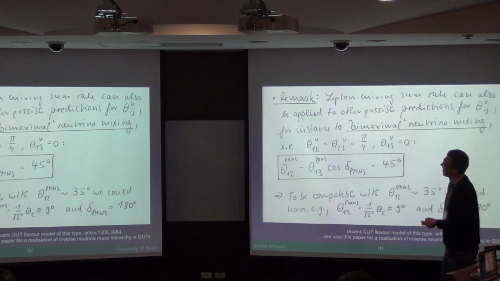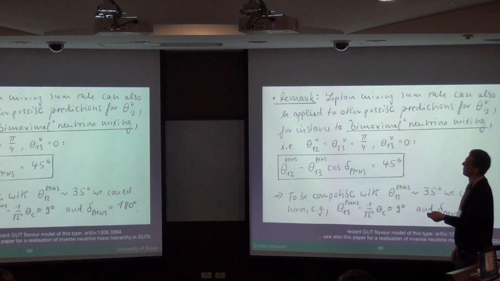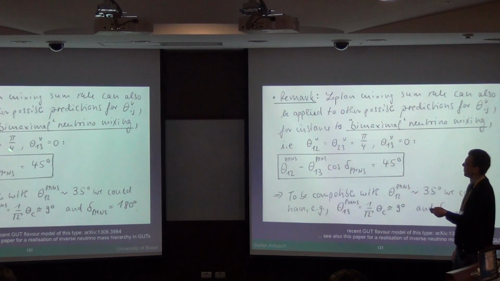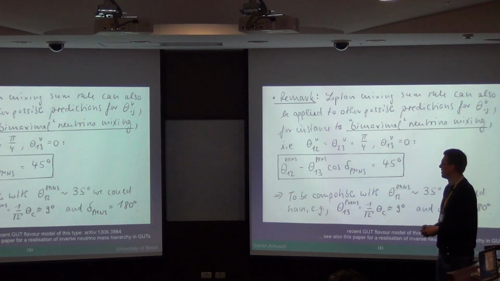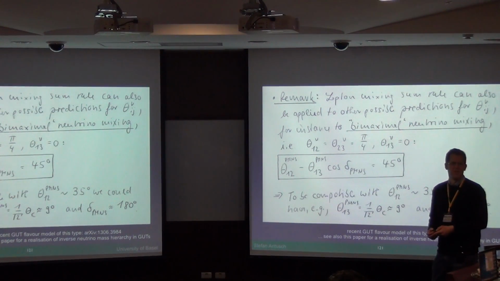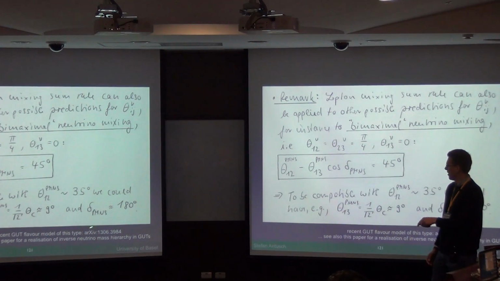But if you now apply this Leffler mixing rule to a theory which predicts bimaximal neutrino mixing, then theta 1 2 neutrino and theta 2 3 neutrino, just in the neutrino section, not the total PMNS angles, would be pi over 4, so maximal. And so you have 45 degrees, and theta 1 3 neutrino would be 0. That's called bimaximal mixing. It can also be realized quite nicely, in particular if you have an inverse neutrino mass hierarchy, as we did in this paper, for instance.